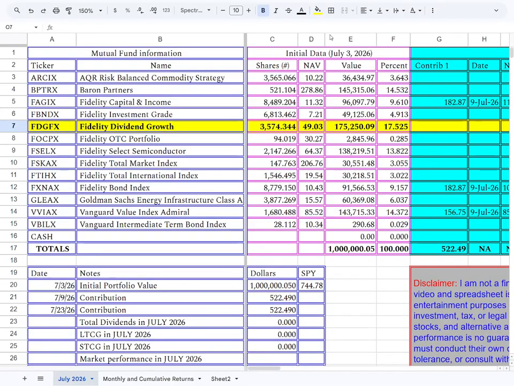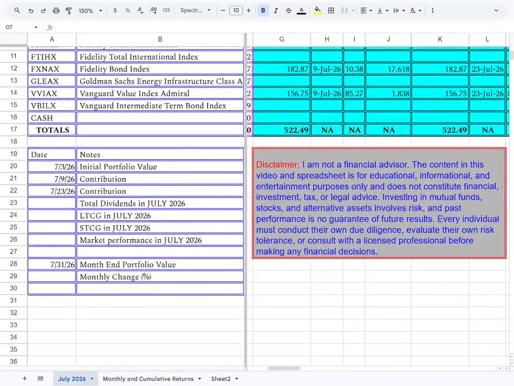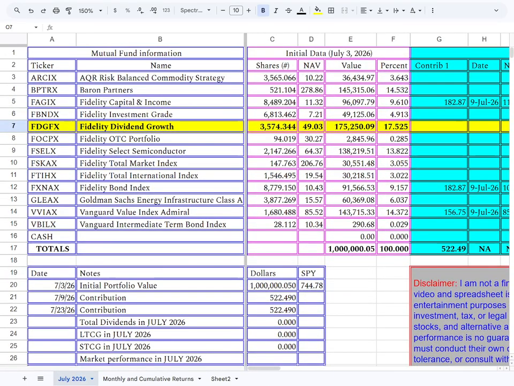Before I show you the numbers, it's prudent for us to take another look at the disclaimer. Since I'm not a financial advisor, the content in this video and spreadsheet is for educational, informational, and entertainment purposes only and does not constitute financial, investment, tax, or legal advice. You need to do your own due diligence before you invest in any stocks, mutual funds, you name it.